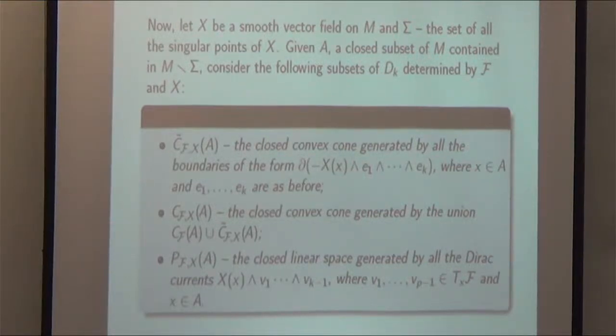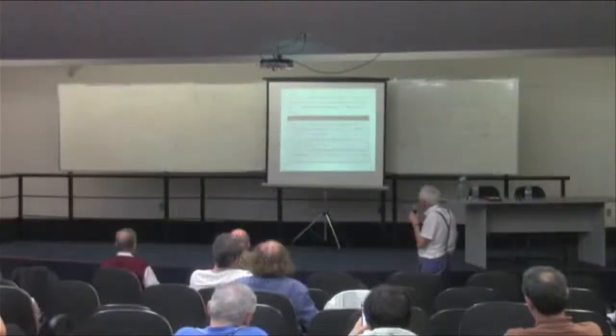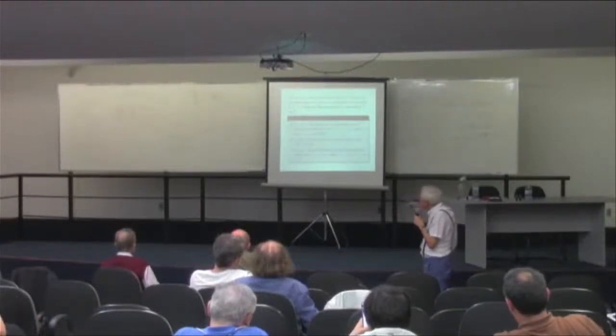The other one is, okay, before I defined the cone, this one, just C_F. Now we restrict ourselves to this given set. So we have two cones, C_F and C_F,X tilde. Now we take the union of these two things, and we generate the new closed convex cone generated by the union of the two.